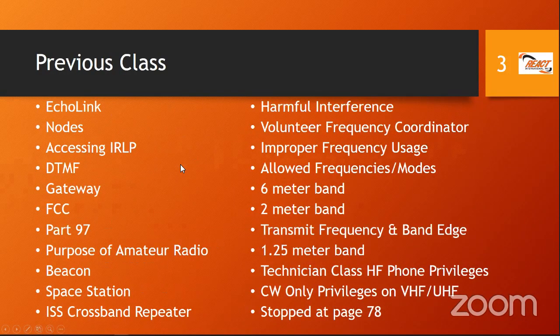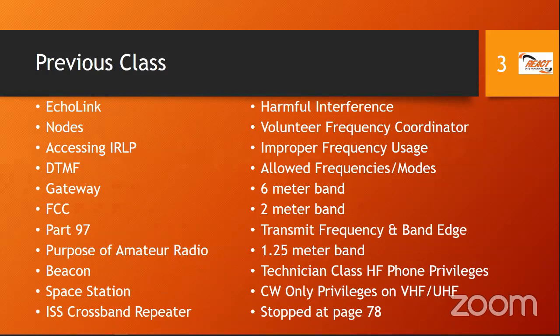In our previous class, we looked at the Echolink system. We talked about what nodes are. We discussed how to access IRLP and the associated DTMF. We discussed what a gateway was, who the FCC is, and we looked at part 97 of the rules. We discussed the purpose of amateur radio. We also looked at what beacons and space stations are.